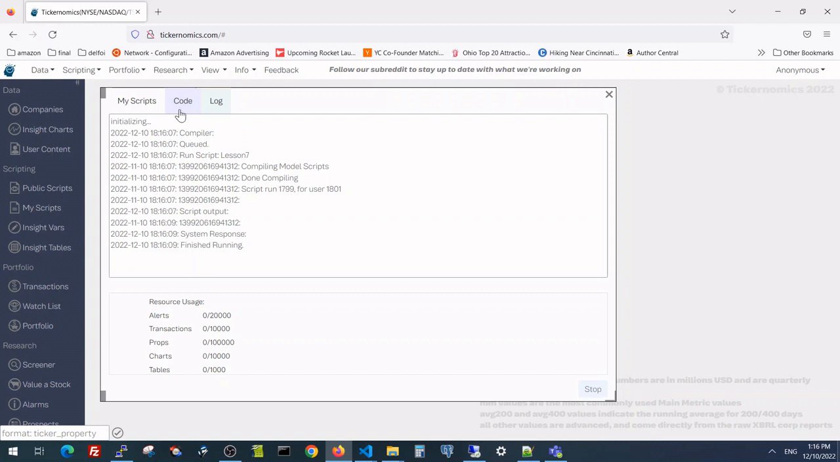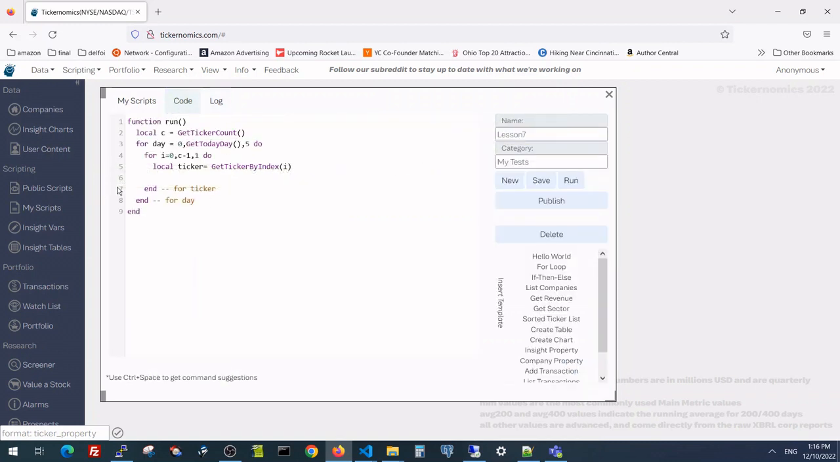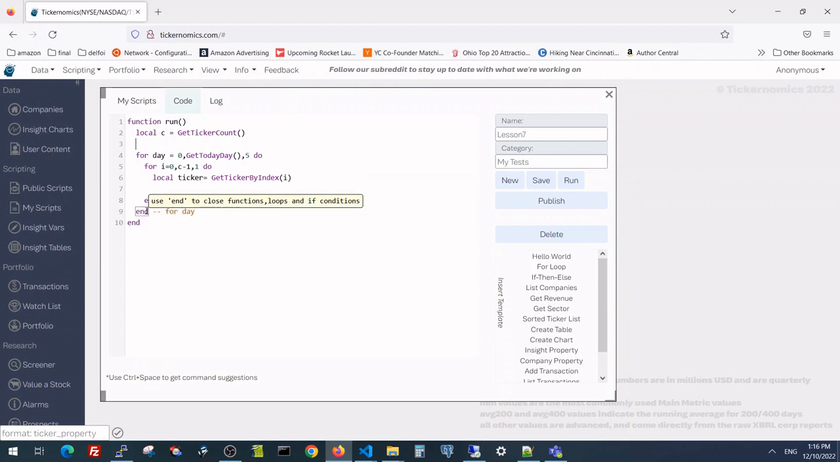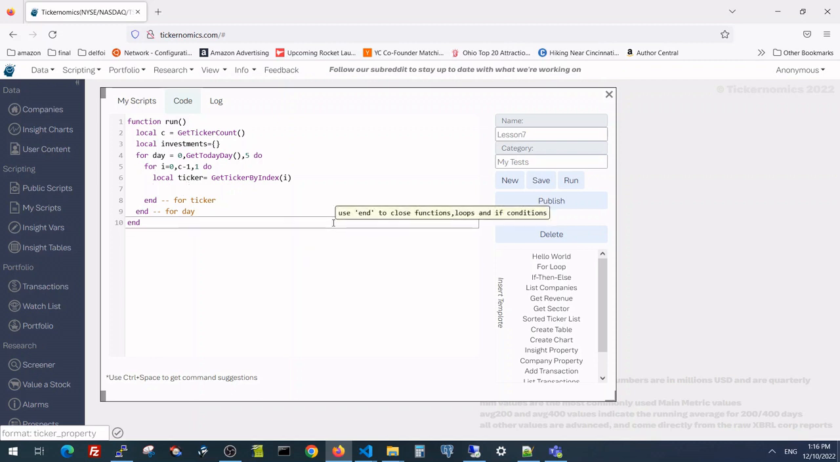It's actually incredibly fast. Okay, and now we also need to declare an array. Let's call it investments, where we'll store our investments. And now in every day for every ticker we'll check the condition. We'll get our revenue and our running average, the 400-day average revenue.